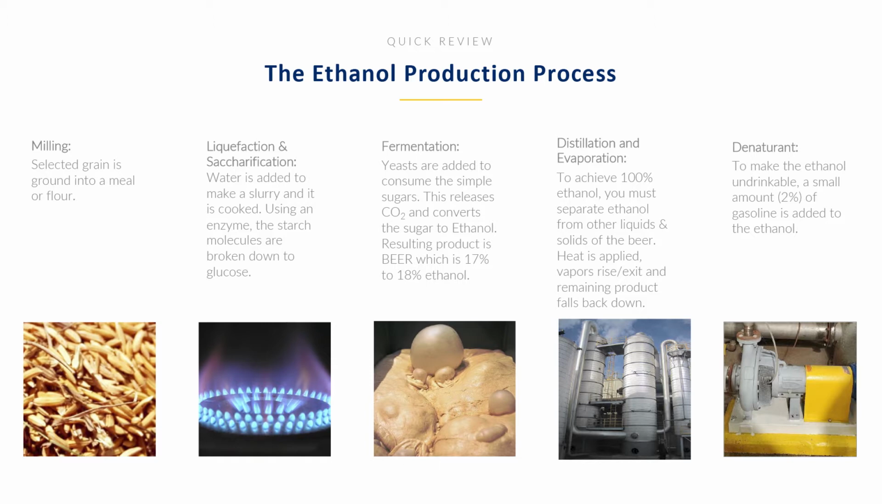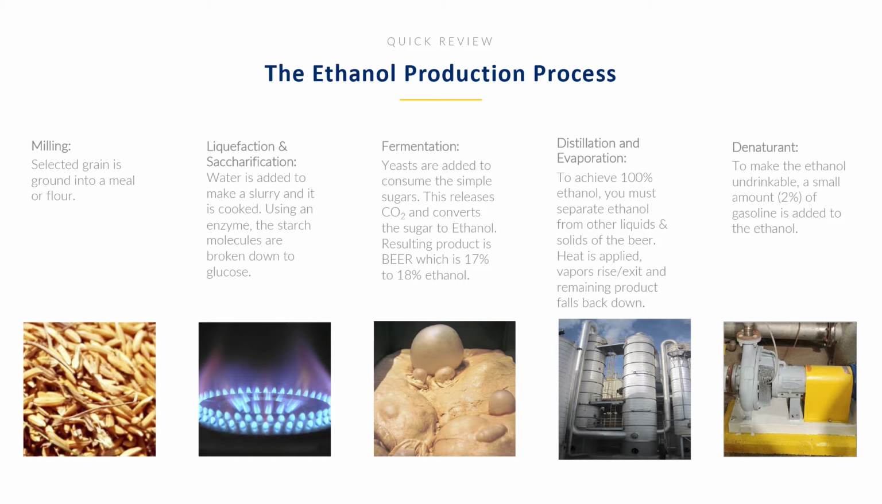From there, the mash is pumped over to the fermenter tanks, where yeast is added. Yeast is added to consume the simple sugars, and during that process, the beer releases CO2 and converts the sugars into ethanol. That resulting product is beer, which is 17 to 18% ethanol at that point. From there, it's pumped into the distillation columns, where we're trying to achieve 100% ethanol.